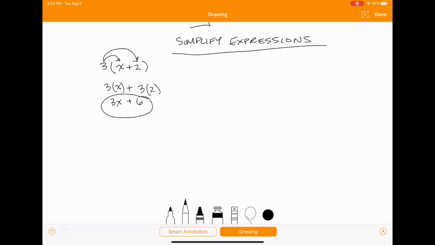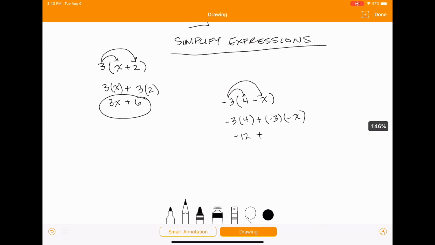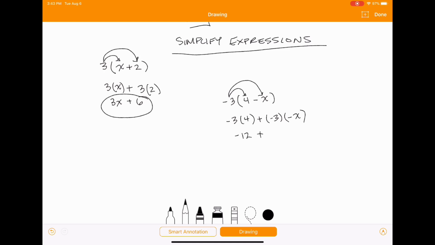So now say if we had something like negative 3 times 4 minus x. Again, you're just going to distribute here. So negative 3 times 4 plus distribute here. You have negative 3 times a negative x, because remember to take this sign with you. So negative 12 plus negative times a negative is a positive, so you're going to have a positive 3x. And again, this would be your simplified form.